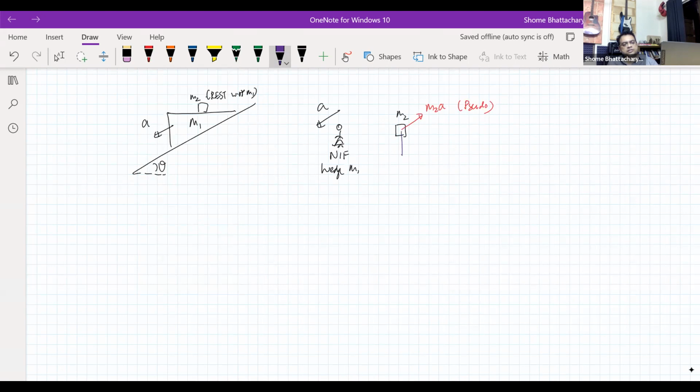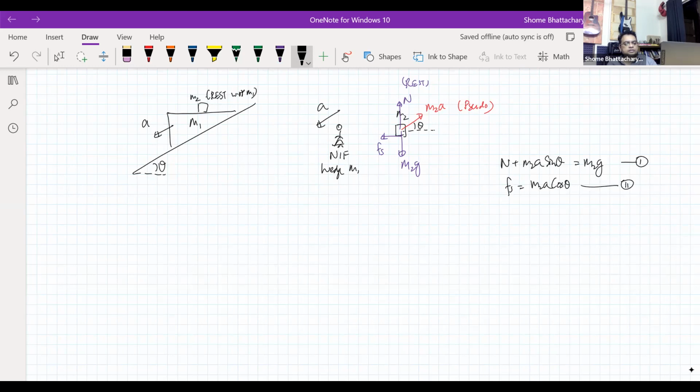And then of course it has its weight, and it has some normal reaction. To prevent it from slipping in this frame, there will be static friction acting like this, because in this frame it is at rest. See that this angle is theta. So we have N plus m2a sine component is equal to m2g, equation 1. And we have static friction is equal to m2a cos theta, equation 2.